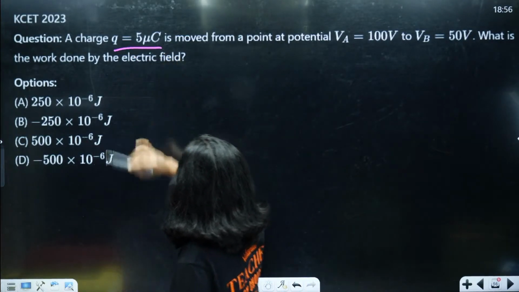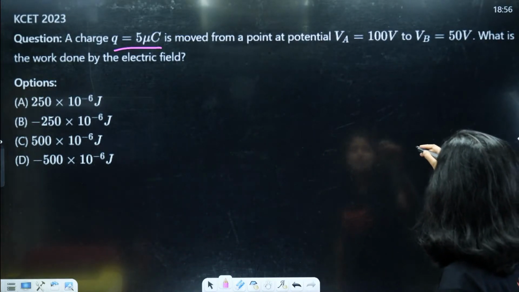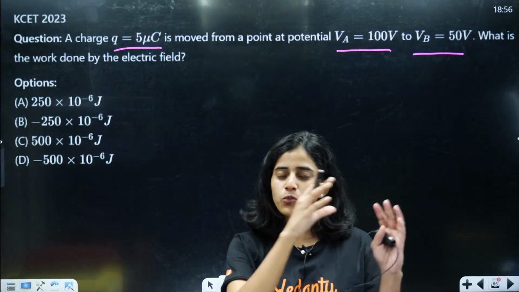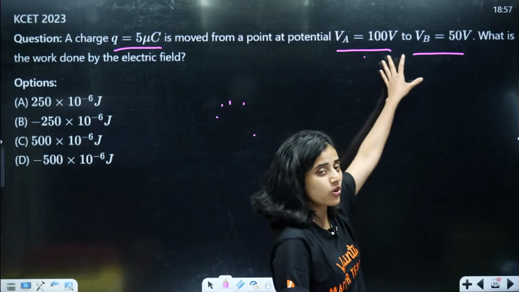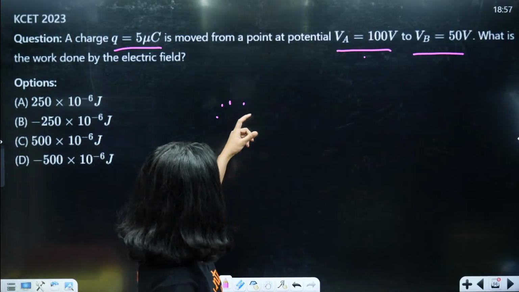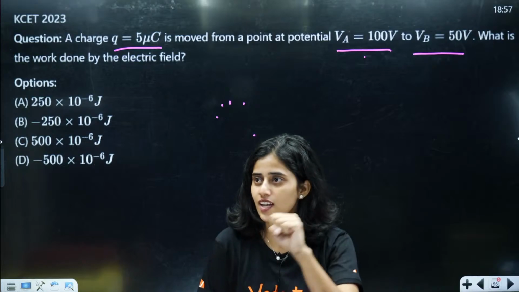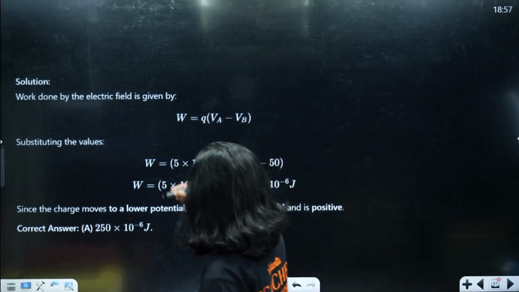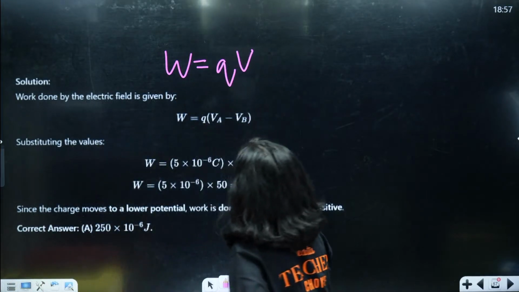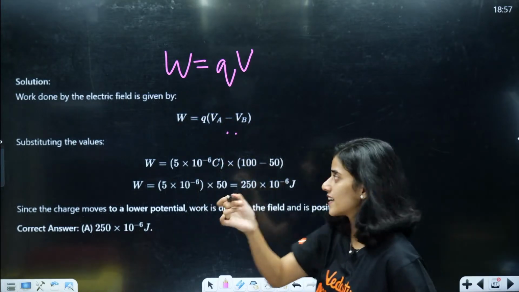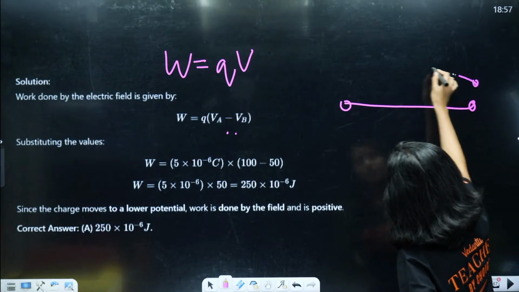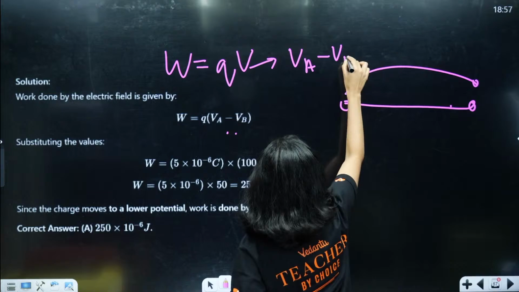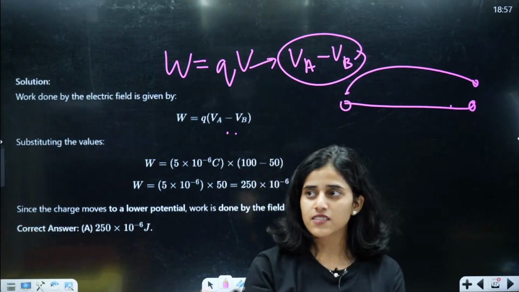You have a charge of 5 microcoulomb and it's moved from a point of potential VA to a potential VB. So we have to find out the work done. You are moving the charge from a potential of 100 volts to a potential of 50 volts. So the amount of work done to move the charge from VA to VB is what we are going to find out. If you have written an equation sheet, you will have the formula W equals QV. But right now V is moving. So from here you're taking the charge to another point. So this V would become VA minus VB, because it is between two potentials.